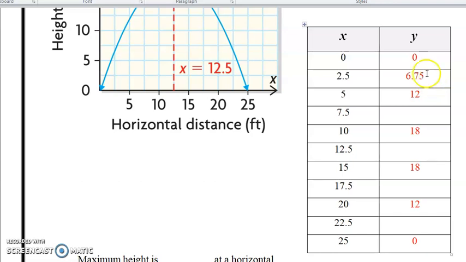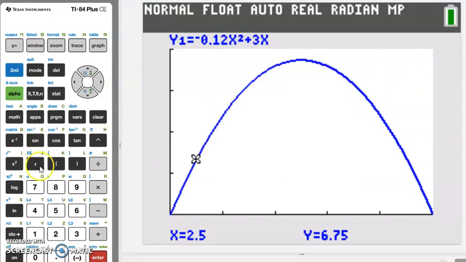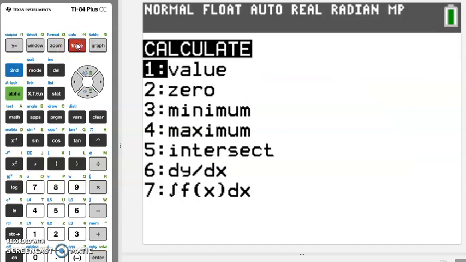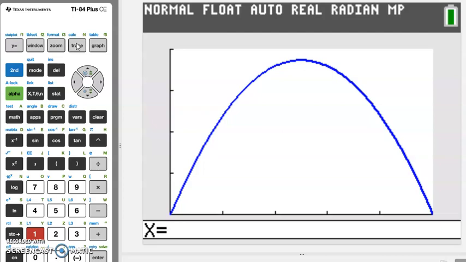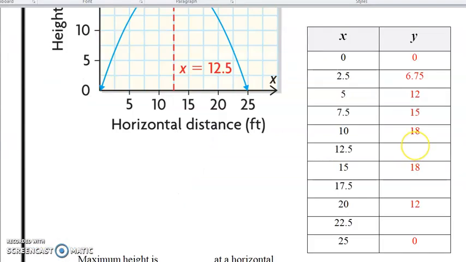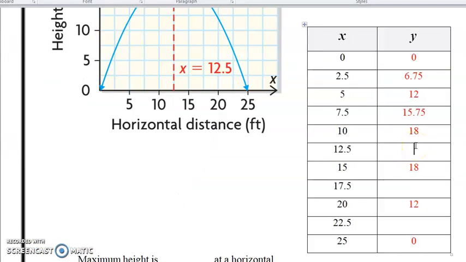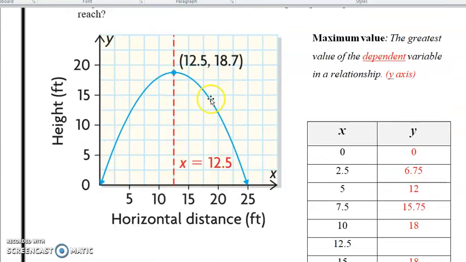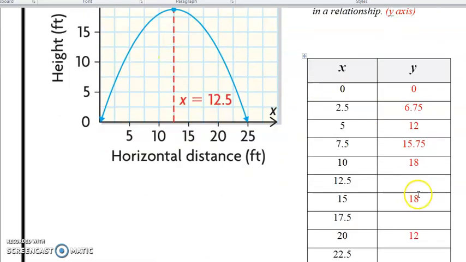And then you do the same thing here. We'll do it again. So second function, trace, which is calculate, with the value option. And then we put that in, let's put in 7.5, and we get 15.75. Put in 12.5, which is up here, it's already given. 18.75.